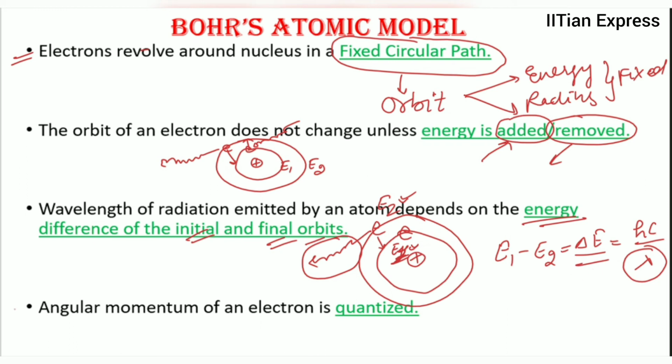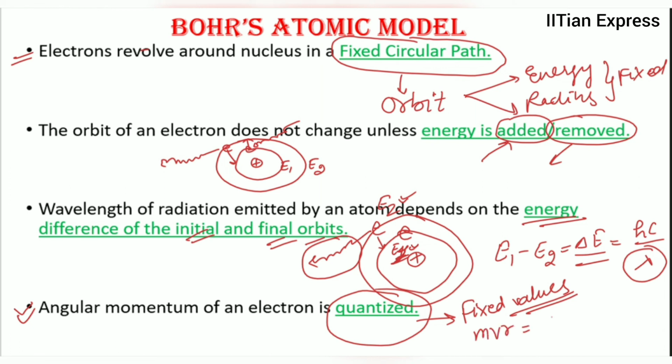Now come to the fourth postulate. The angular momentum of an electron is quantized. By quantized, we mean that it has fixed values. We write it as mvr equals nh by 2 pi, and the fixed values will be in multiples of n.